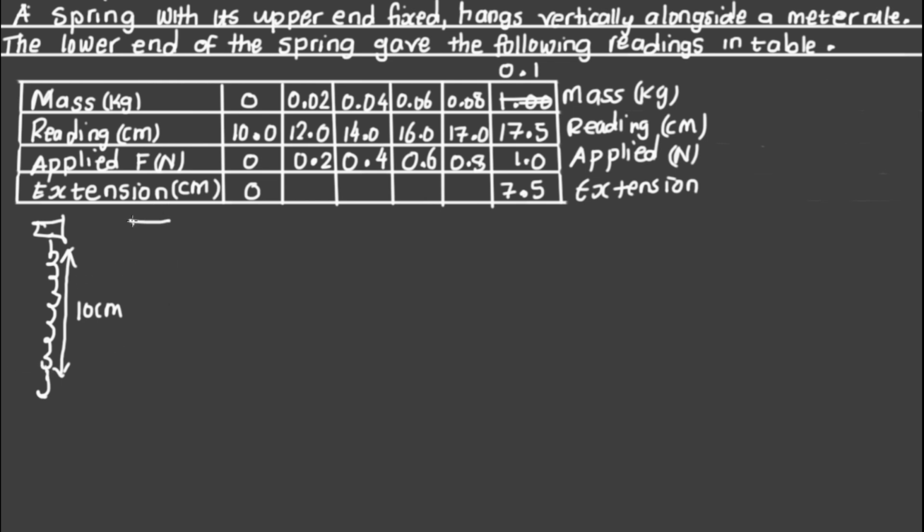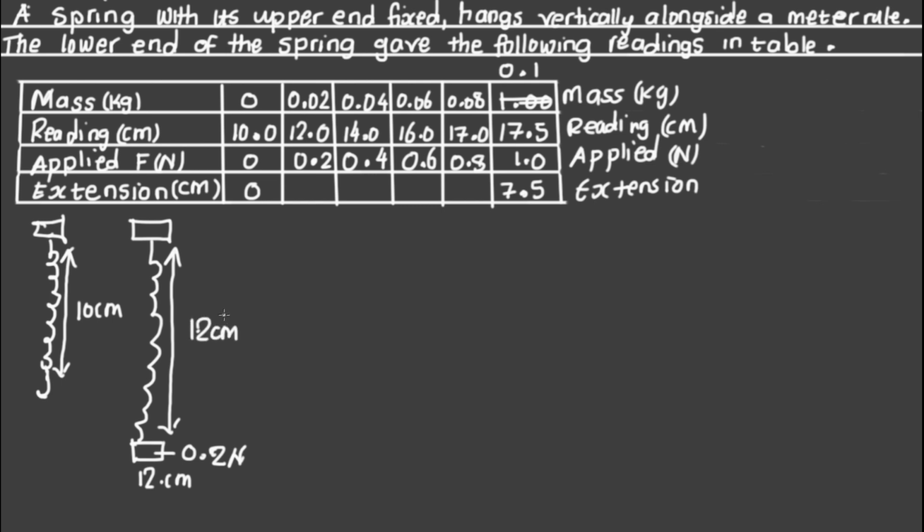So let's now look at the second illustration. So this spring extended a bit, so it gave us now the new value. So the new value is 12.0 centimeters. Then at this point a force of 0.2 newtons was added. Then we have our new length, which is 12.0. Now how can we find the extension?